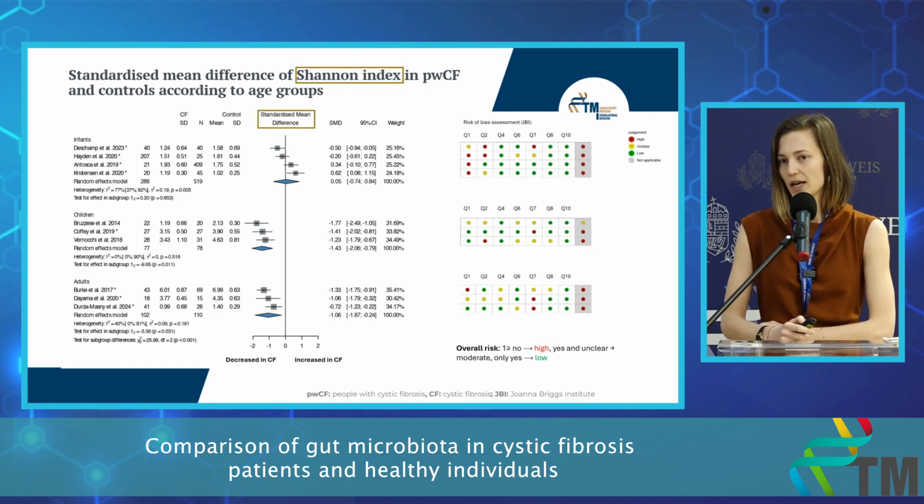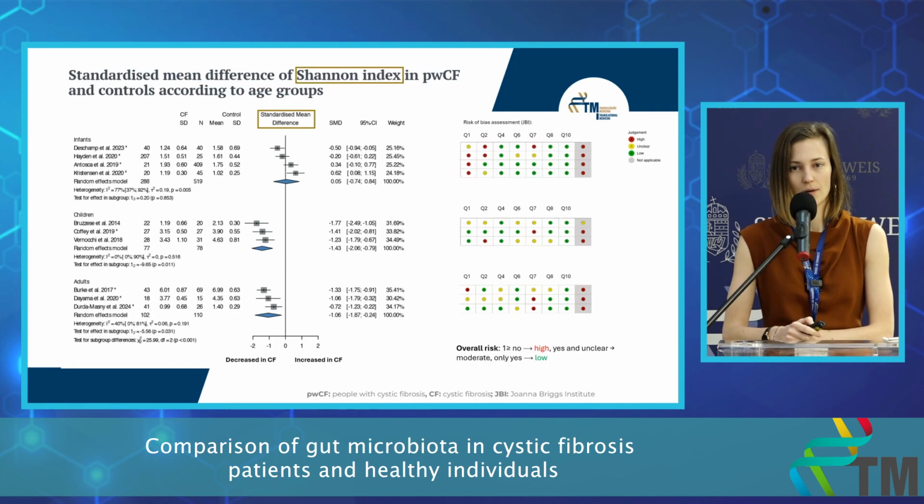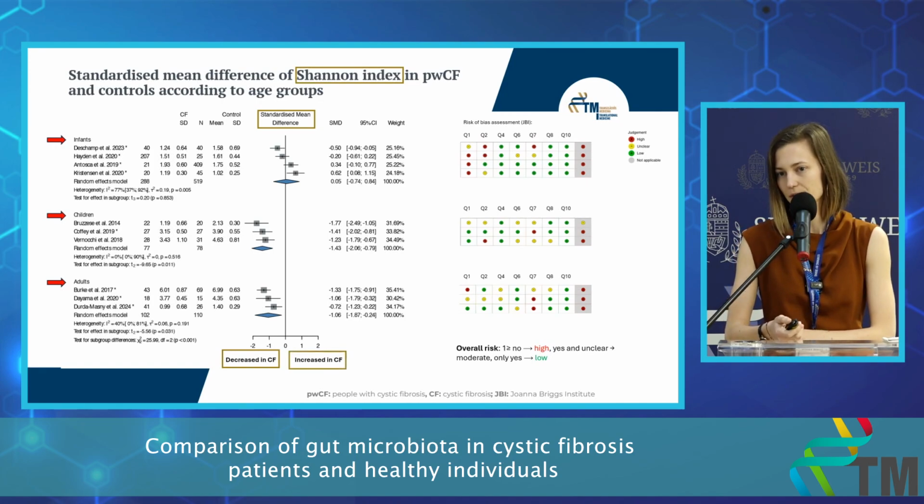We analyzed standardized mean differences between the CF and the control group and divided the population to subgroups according to age: infants, children, and adults. If the articles lie on the left side of the line of no effect, it means that CF patients have a less diverse gut microbiota compared to controls. If they lie on the right side, it means that they have an increased microbial diversity compared to controls.